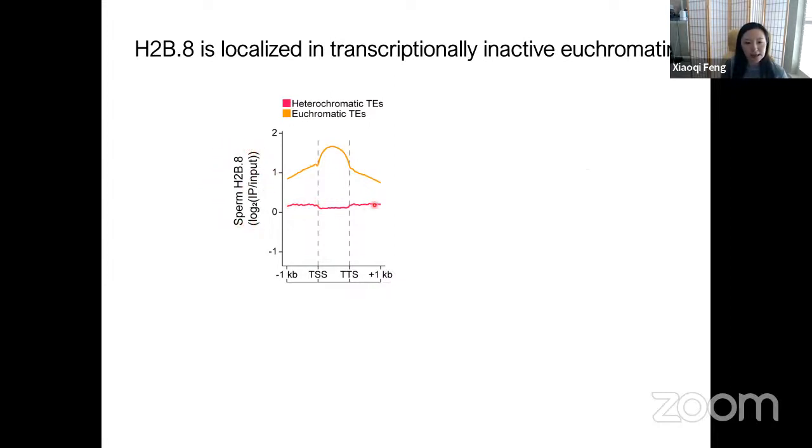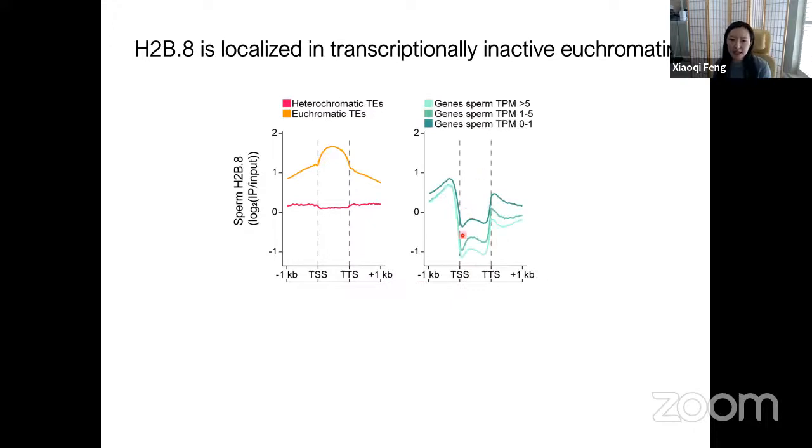And if you look at here, it shows that H2B.8 is not deposited to heterochromatic transposons, but is abundant at euchromatic transposons. And at genes, H2B.8 is generally depleted from gene bodies. And here we group the genes based on their transcription in the sperm.